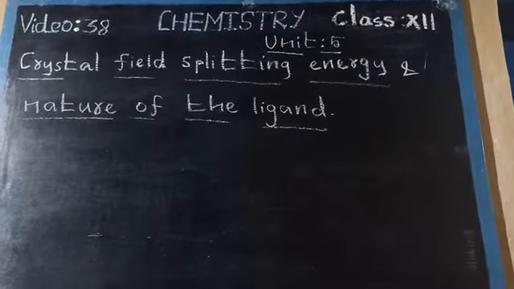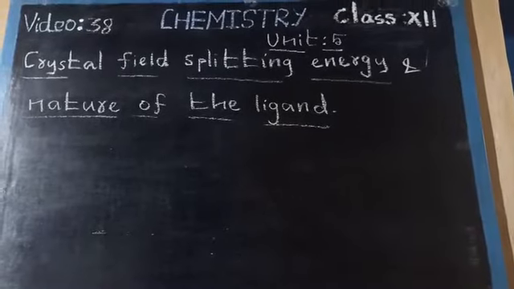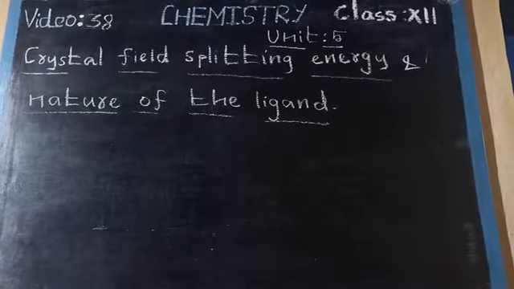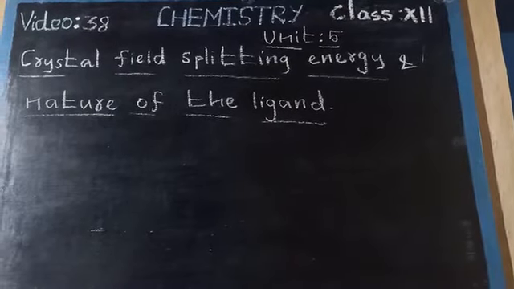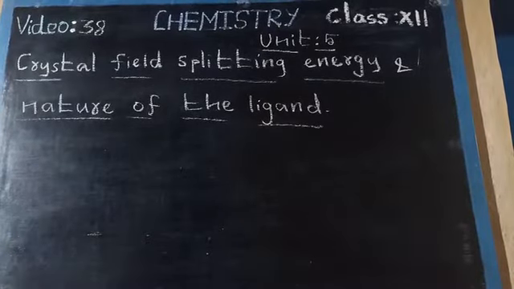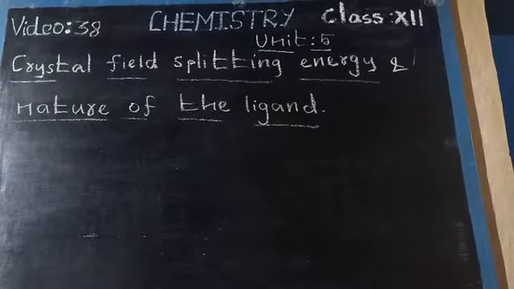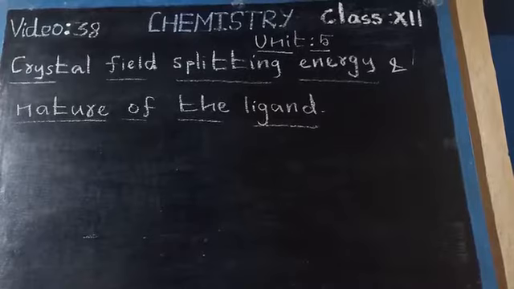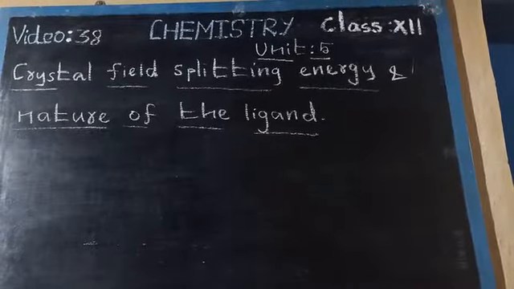Today's session, I am taking the topic crystal field splitting energy and nature of the ligand. Children, now the concept is crystal field theory. In the previous class, we saw the crystal field theory concept. In crystal field theory, take the octahedral complex as well as the tetrahedral complex. Talk about the properties of octahedral as well as tetrahedral. Children, especially in crystal field theory, talk about the color.